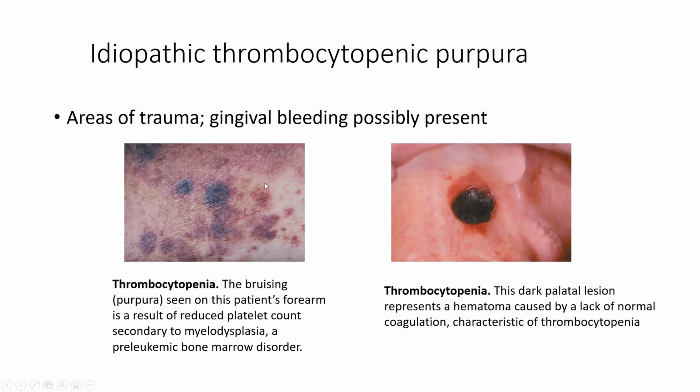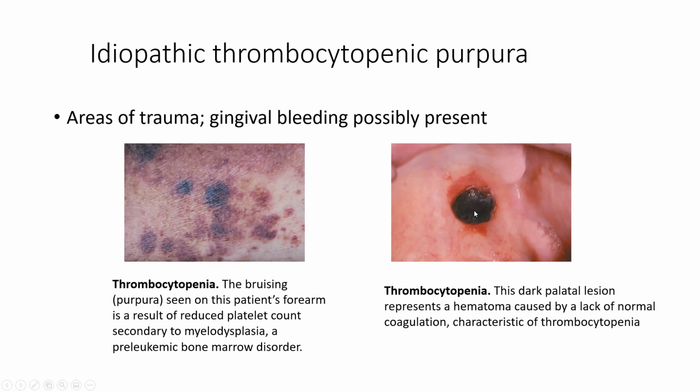These patients will have skin bruising, as seen in this picture, where the patient has purpura on the forearm because of the reduced platelet count. Thrombocytopenia is nothing but reduced platelet count. And this is a case where the platelet count was decreased because of a bone marrow disorder before the cancer. When there is increased loss of platelets or a low platelet count, the patient will bleed spontaneously, and it will form a black palatal lesion like this.